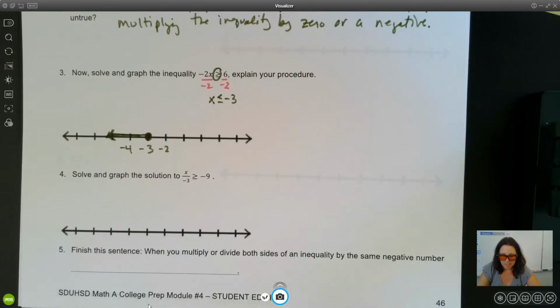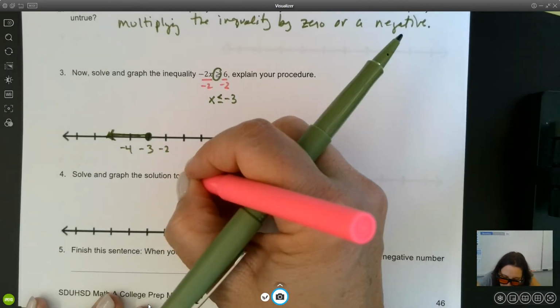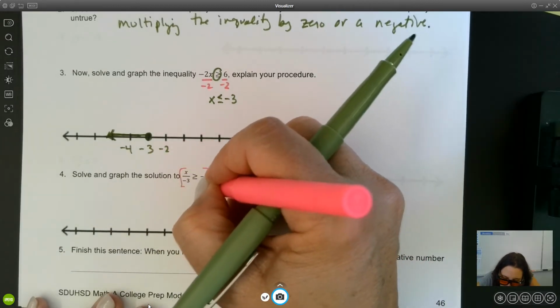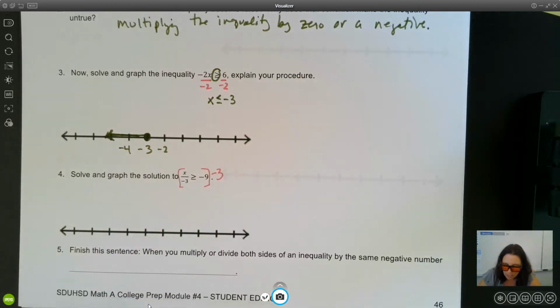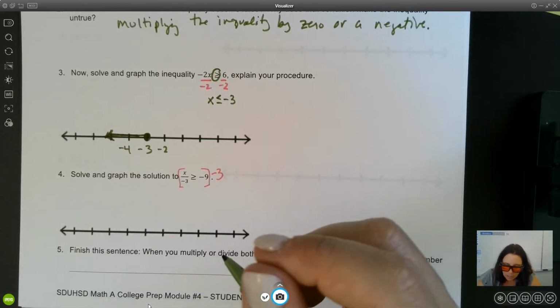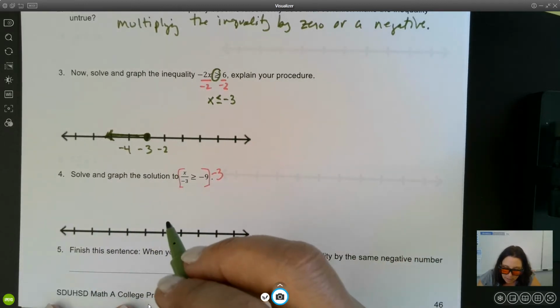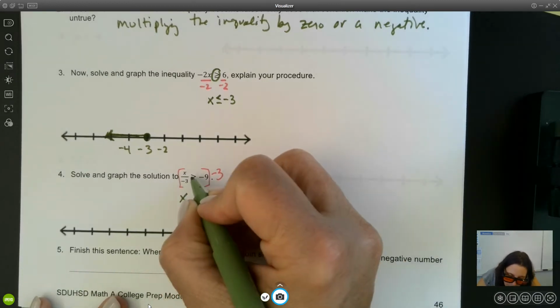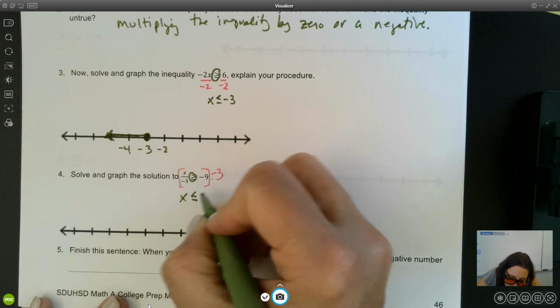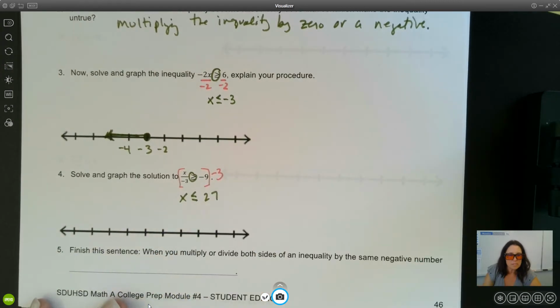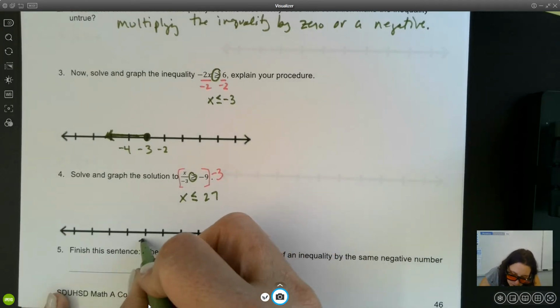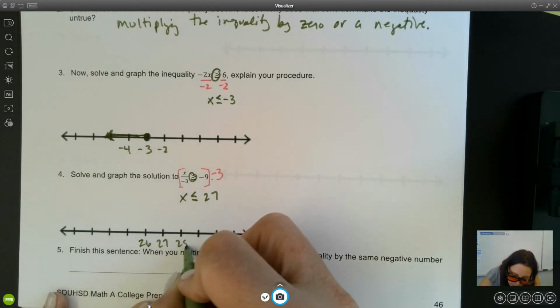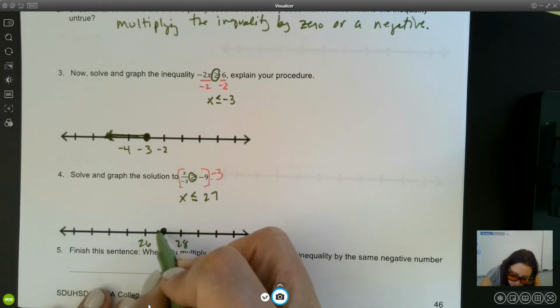All right, let's look at this guy. Solve and graph this. So if x is being divided by -3, we need to multiply by -3 on both sides. Okay, when you multiply or divide by a negative, this thing must flip to be the opposite. Okay, so I need a 26, 27, 28, closed circle, shaded this way.